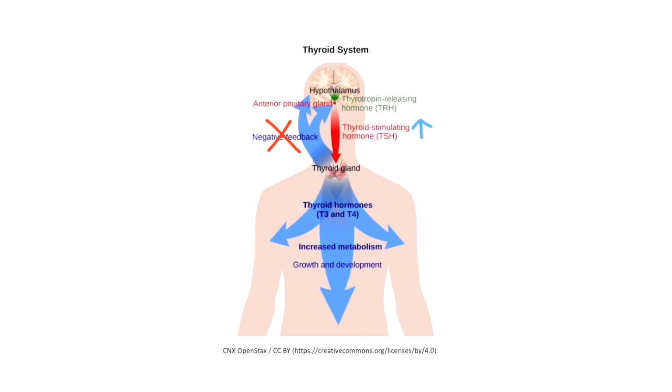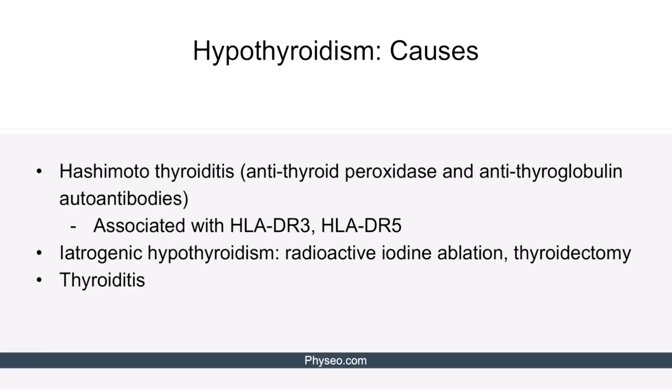The lack of thyroid hormones decreases the basal metabolic rate, which is the major reason for most symptoms in this condition. Let's discuss the causes of hypothyroidism. Of these, Hashimoto thyroiditis is the most common one. It is associated with antithyroid peroxidase and antithyroglobulin autoantibodies. Moreover, it has a genetic association with HLA-DR3 and HLA-DR5.